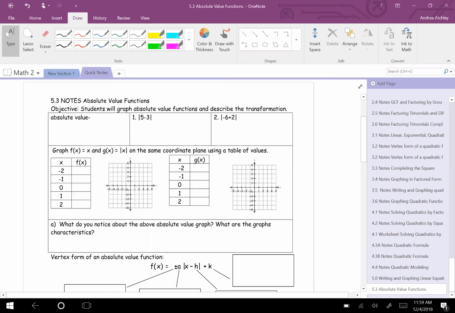Okay, absolute value functions. Probably in Math 1, you guys solved absolute value equations. Now we're going to show you how to graph them. Does anyone remember what absolute value is? What do we know about absolute value?